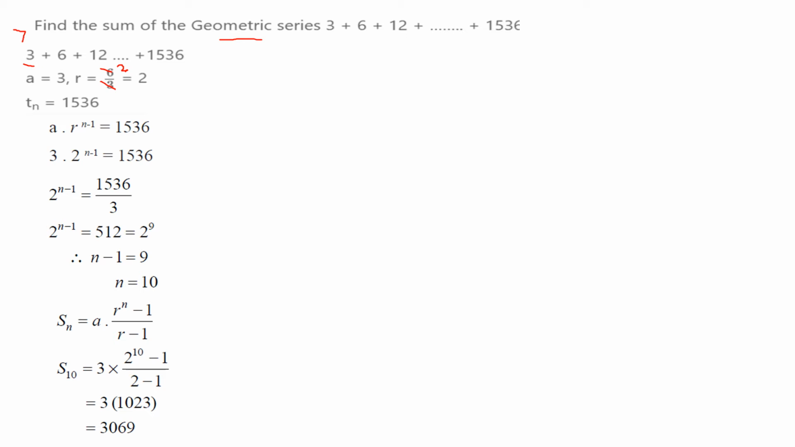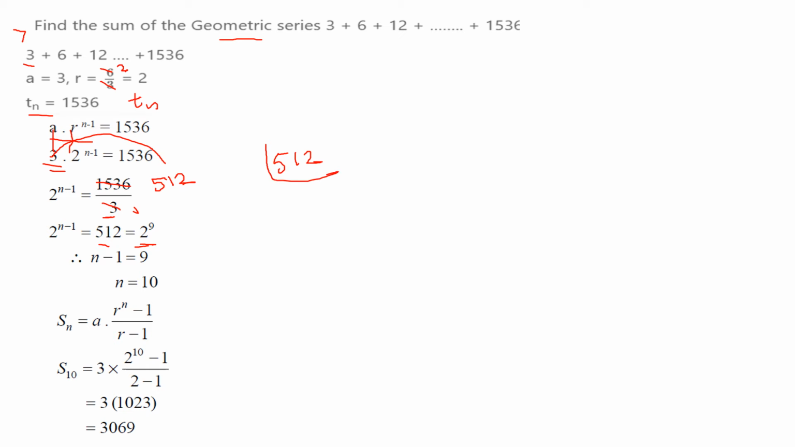So how will you find n? You use this formula: A into R to the power n minus 1 equal to Tn. Here our Tn is 1536. So you substitute the value. A is 3, R is 2. So 2 power n minus 1 equal to 1536. That left side 3 will go to the right hand side, means it is divide. So cancel it. 1 3 is 3, 5 3s are 15, 1 3 is 3, 2 3s are 6. Therefore 2 power n minus 1 equal to 512. How will you write it? It is 2 power 9, 512.